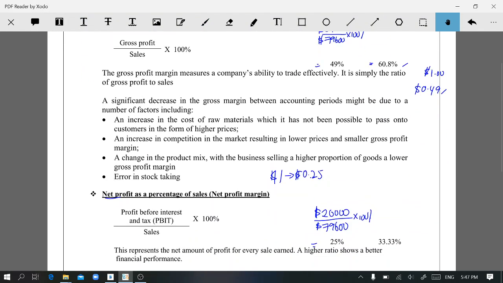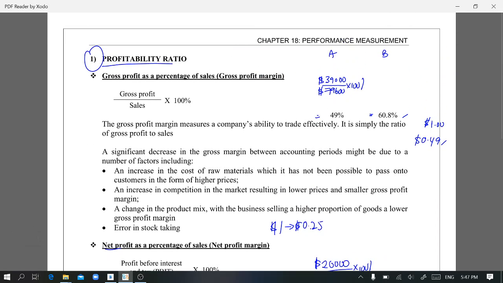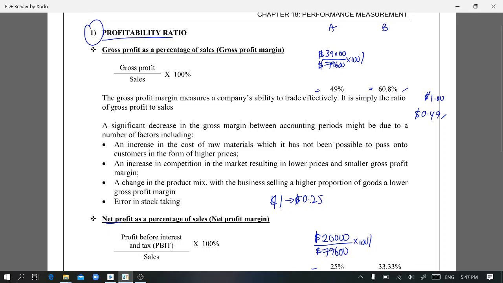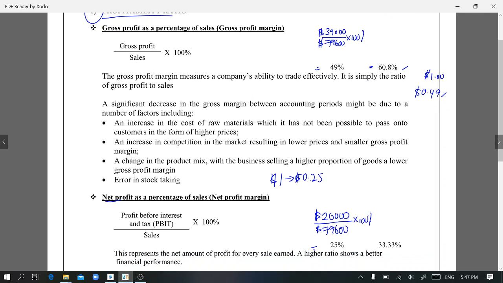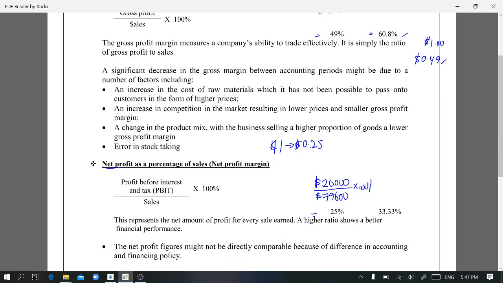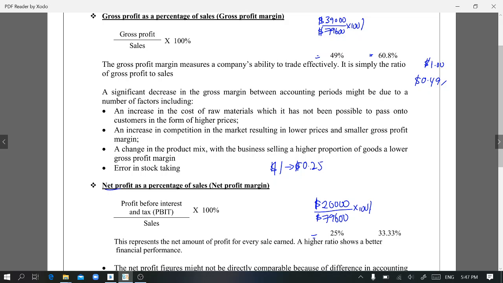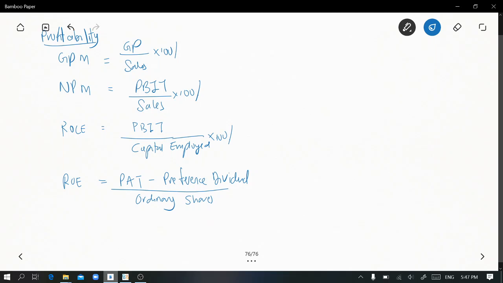Now we're going to focus on these two here, 49% and 60%. We're going to interpret 25% and 33%. So example, GP margin and net profit margin.